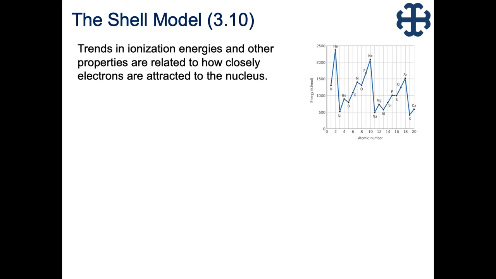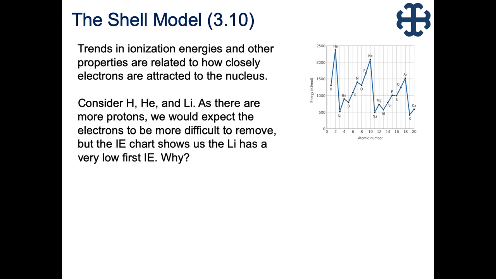Ultimately, it's going to be related to how closely our nuclei hold on to those electrons. We talked about that a little bit last class, and we're going to talk about it more in this class. Let's just use the first 3 elements as an example: hydrogen, helium, and lithium. As there are more protons, we would expect that the electrons would be held closer and closer to our nucleus. But what happens after helium, when we go to lithium, where we have 3 protons, is we see this huge drop in our first ionization energy.